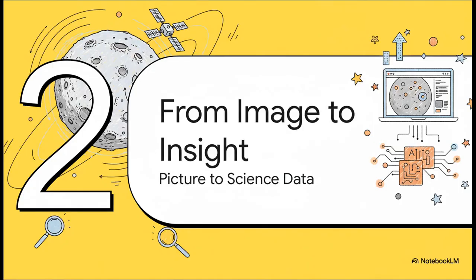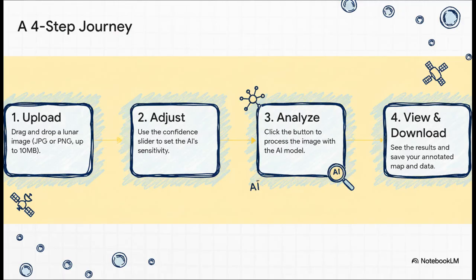All right, so we've seen what it can do, but how does it actually work? I mean, how do you take a simple picture and turn it into valuable scientific data? Turns out, it's a surprisingly simple process. It's really just a straightforward four-step journey. First, you drag and drop your lunar image. Easy enough. Second, you tweak that simple sensitivity slider. Third, you hit Analyze and just let the AI work its magic. And finally, you can see the results right there and download your very own annotated crater map.